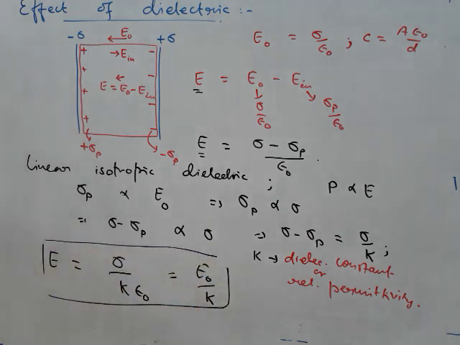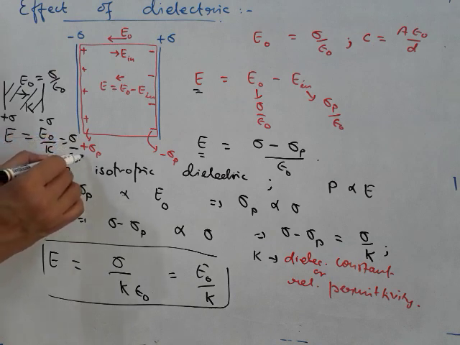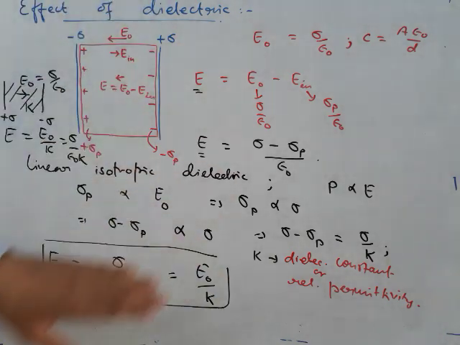Now this is what you have to remember. If you have two oppositely charged conducting plates with vacuum in between, then the electric field between them is given by E naught is equal to sigma by epsilon naught. But if in this space you fill some dielectric of dielectric constant k, then the electric field gets modified, and the new electric field E will become E naught upon k, or that can be written as sigma upon epsilon naught times k. It is this which you should remember as the gist of this discussion.